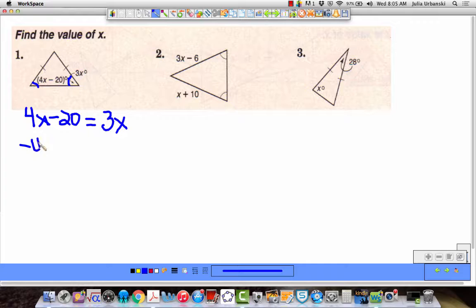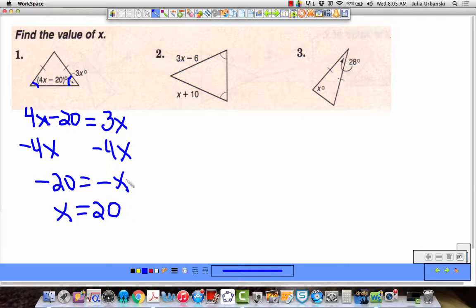So minus 4x from both sides. Negative x equals negative 20. And positive x equals positive 20. Are you done with the problem? Yeah, because it's all about the directions. This one says find the value of x and then you can stop. Next, number 2. What do you think?